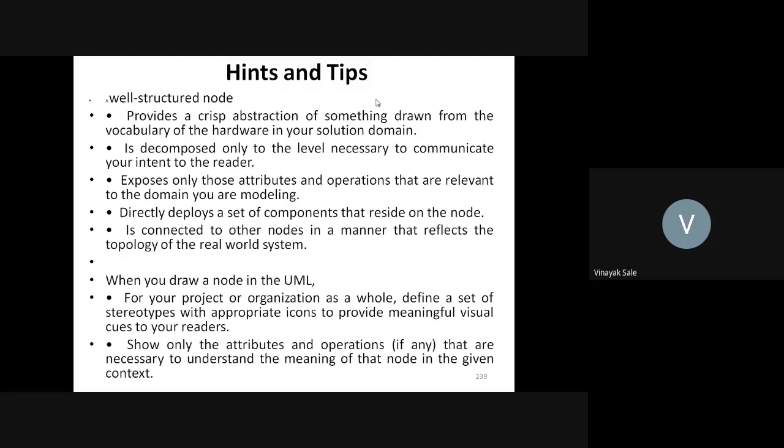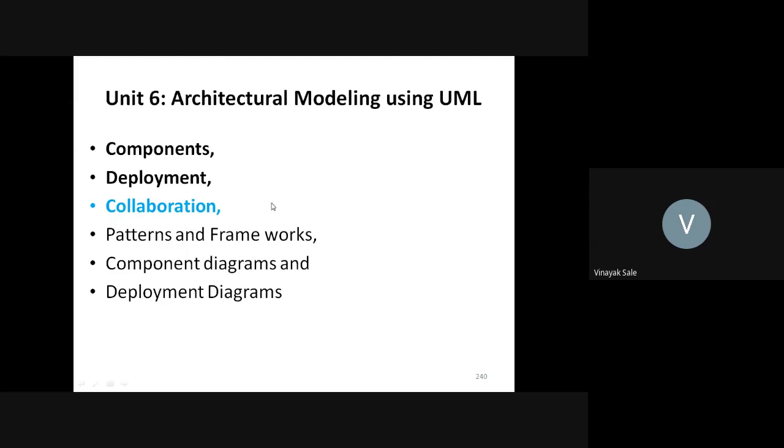When you draw a node in UML for a project or organization as a whole, define a set of stereotypes with appropriate icons and provide meaningful visual cues for your readers. When you draw a node in UML, show only the attributes and operations that are necessary to understand the meaning of that node in the given context. So we have completed the second part. The third part is collaboration.